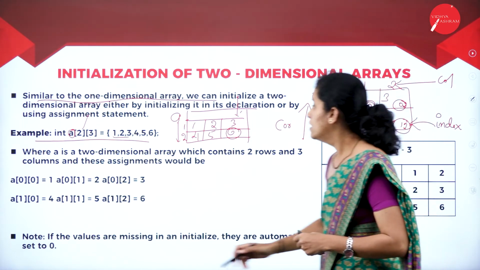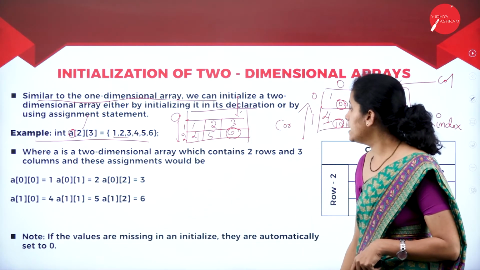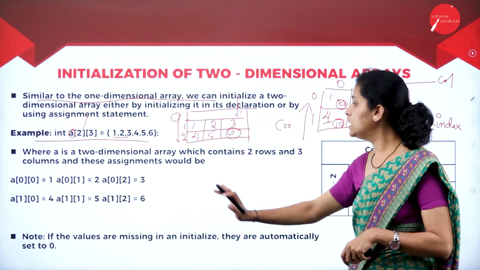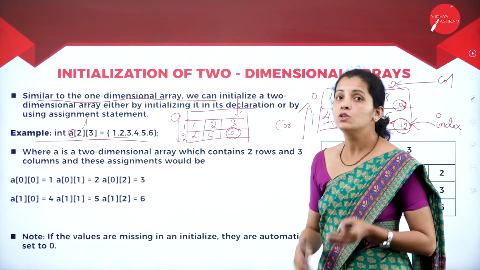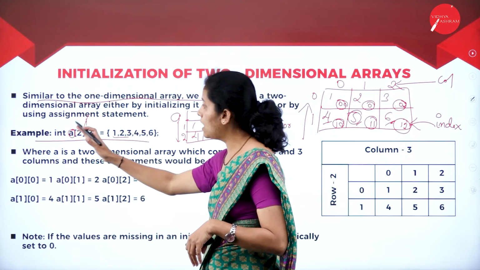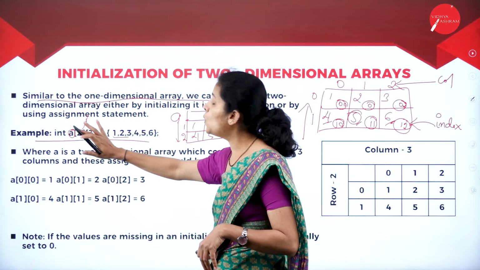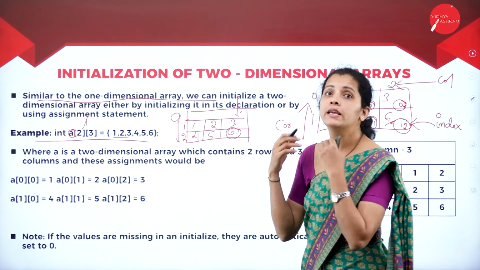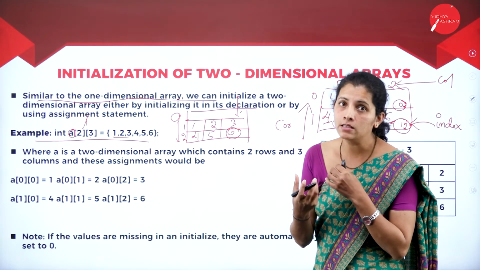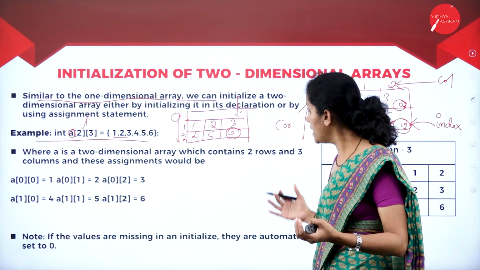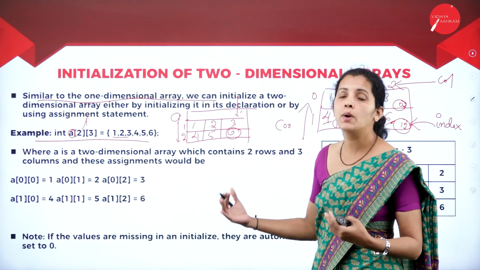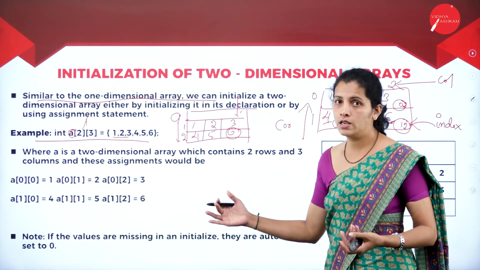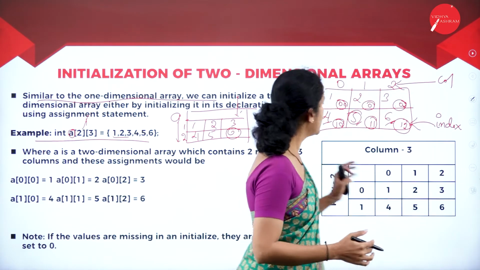And if values are missing in an initialization, they are automatically set to 0. So here, if I consider this array, it is capable of holding 6 elements. By mistake, if I initialize only 5 elements, for the 6th element, by default, it's going to take the value 0.